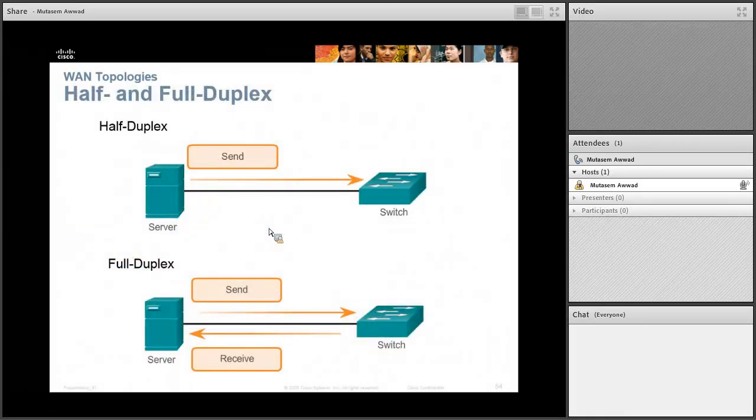Okay, half duplex and full duplex. Half duplex means a device can only either send or receive data at a time. It doesn't do it at the same time. A switch will negotiate that with the device. The switch can be either full duplex or half duplex. If it's half duplex, that means when the server is sending data to the switch, the switch will not be able to send it data. It has to wait till it finishes sending the data. But a full duplex connection means the server will be able to send and receive data to and from the switch.